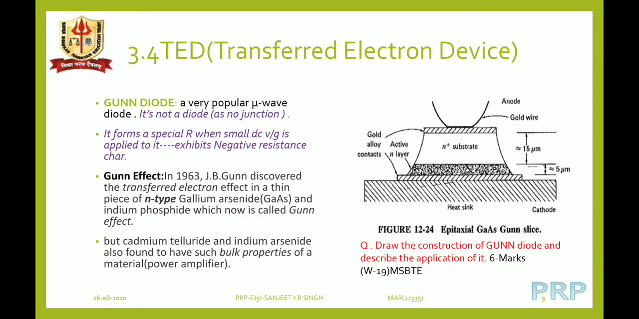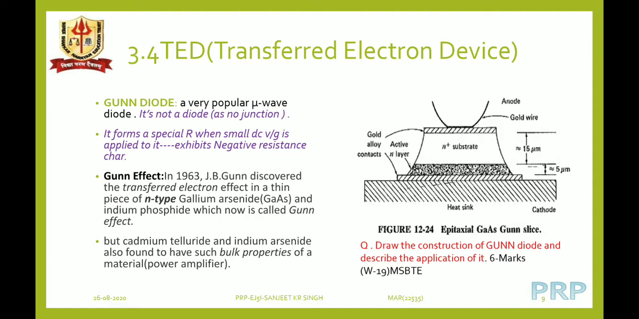When it is properly biased, it exhibits negative resistance characteristics, and this negative resistance characteristic is against Ohm's law and is very useful in producing sustained oscillations, or microwave signals. What is the Gunn effect? The Gunn effect was observed by the scientist J.B. Gunn and named after him.